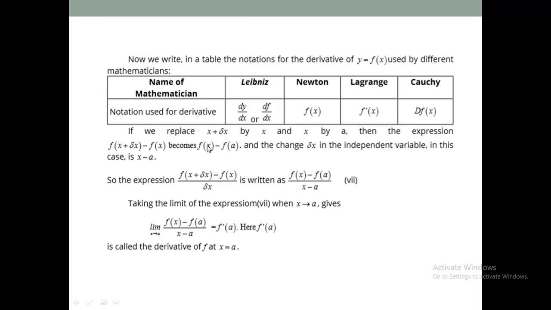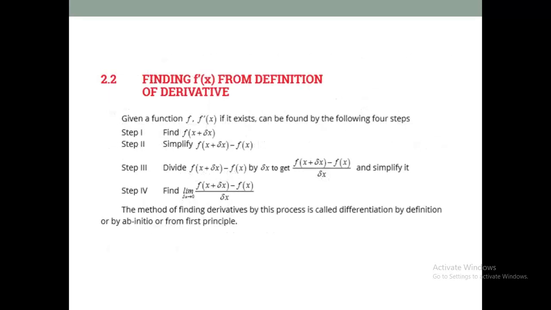If we replace x plus delta x by x and x by a, then the expression becomes f of x minus f of a over x minus a, and taking the limit as x tends to a, it becomes f dash of a. This is called the derivative of f at x is equal to a.